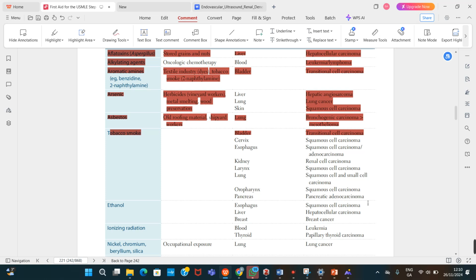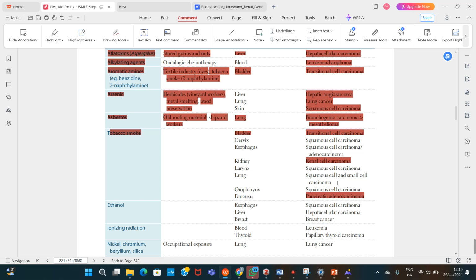So you cannot forget that smoke is a risk factor for renal cell carcinoma. You cannot, because they can show you an image showing that mass, and they will ask you, what is the risk factor in this patient? We want to ask ourselves, is this person smoking? The same thing for pancreatic adenocarcinoma. Smoking is a terrible risk factor in both of them.